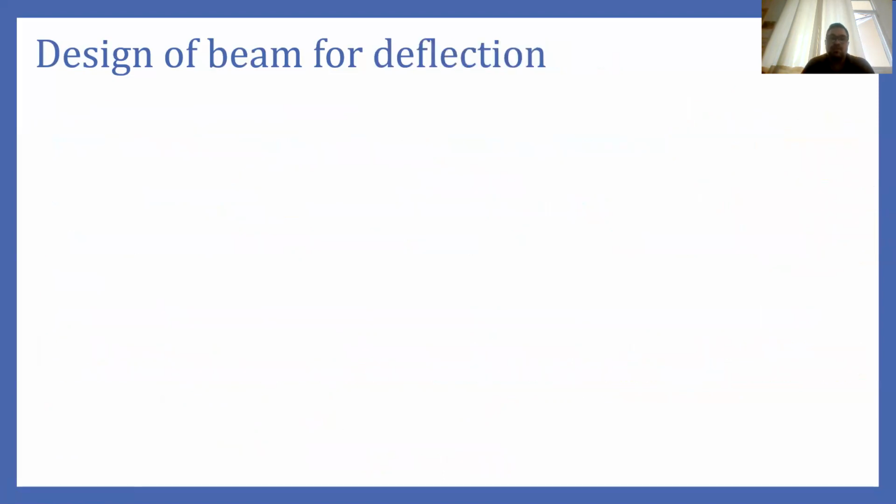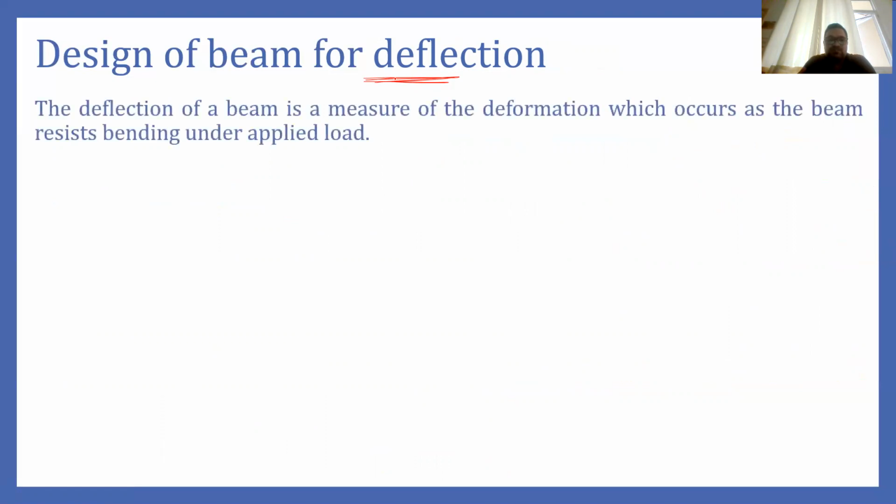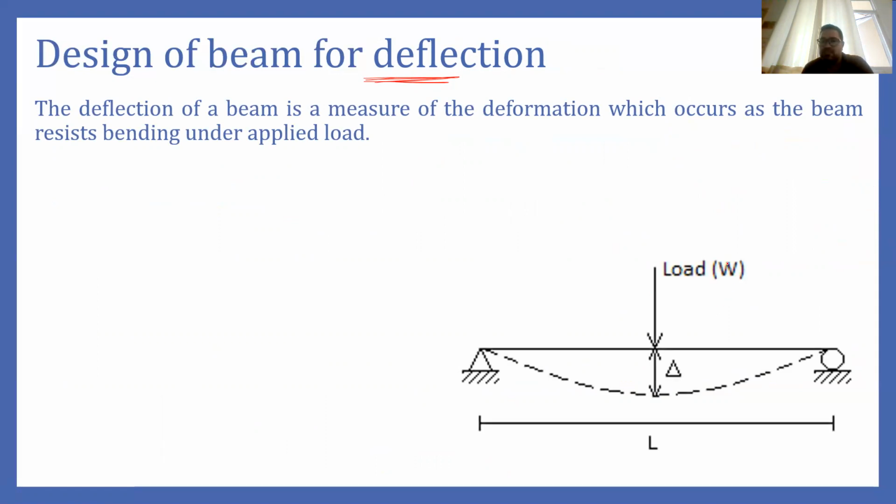Now, the next criterion in which we have to satisfy our beam design is design for deflection, which means the deflection in the beam should be within the permissible limit. But before this, we will try to understand what deflection is. Deflection is caused by the vertical load. If this is the beam resting on the support, because of this vertical load, the beam will bend from its original position. The displacement from its original position is known as deflection.